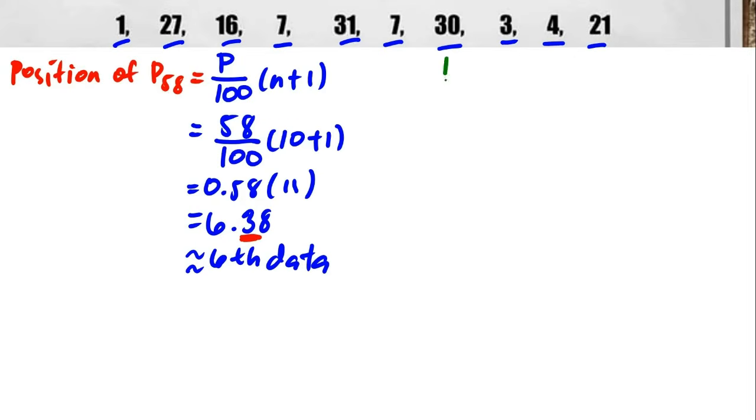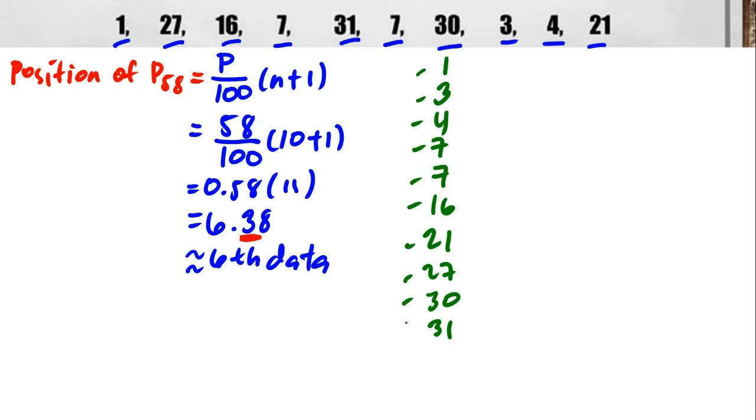We have 1, 3, 4, 7, 7, 16, 21, 27, 30, and 31. Let's check kung tama. 1, 2, 3, 4, 5, 6, 7, 8, 9, 10.